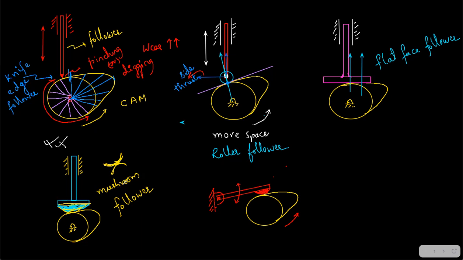Fine. And similar to mushroom follower, you have an oscillating, rotary to oscillating motion. You have the other one which I have shown in the last picture. Here also you have rotary to reciprocatory motion. Okay, so these are the basic details about the cams and followers. Fine.